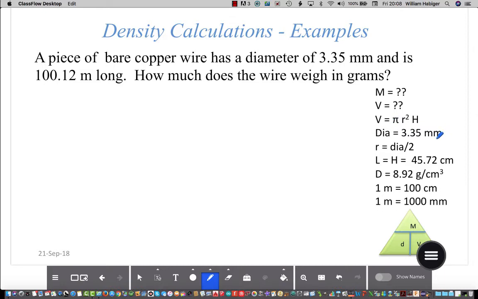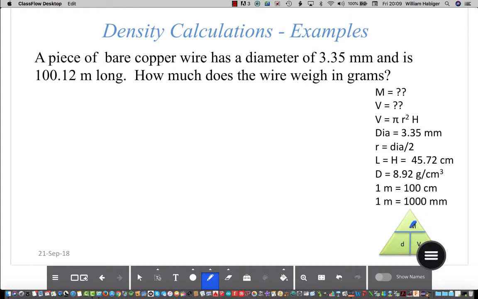They give us the diameter, so we don't use diameter in our volume equation. We use radius, so that means we have to take that diameter divided by 2. They give us the length, which essentially is the height of our cylinder. And our density, we look up on the density data table and we find that the density of copper is 8.92 grams per centimeters cubed.